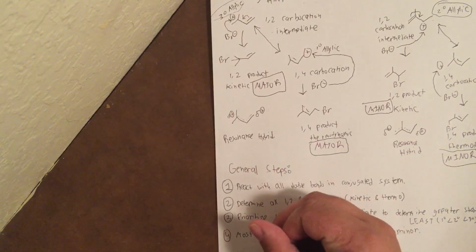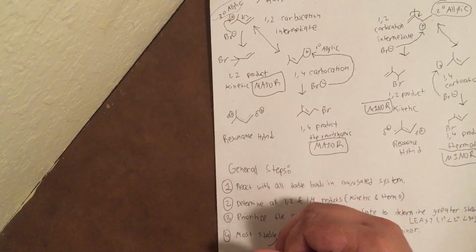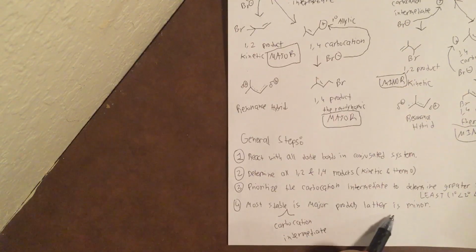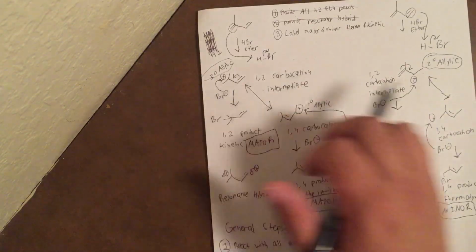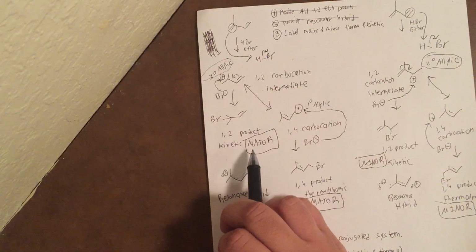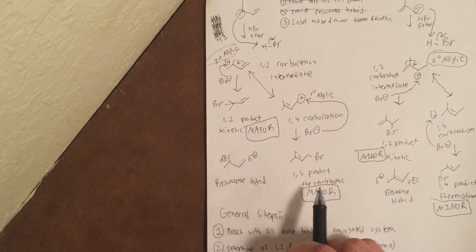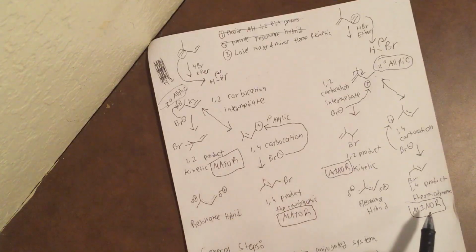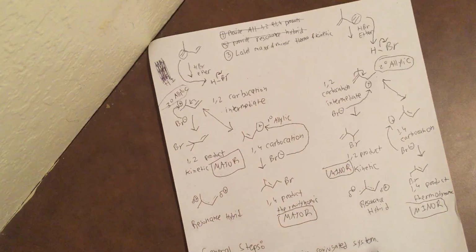the most stable carbocation intermediate. The most stable carbocation intermediate is going to be the major product, and the latter is the minor. So like we said, tertiary, secondary. Therefore this is my major kinetic. This is going to be my major thermodynamic, which makes my latter my minor kinetic and my minor thermodynamic. I hope this helped.